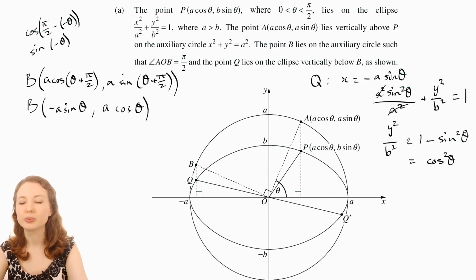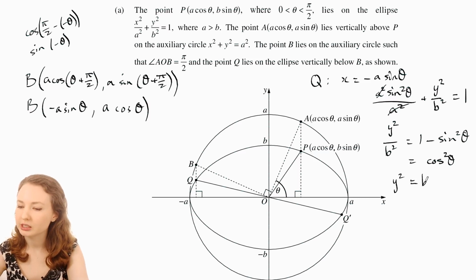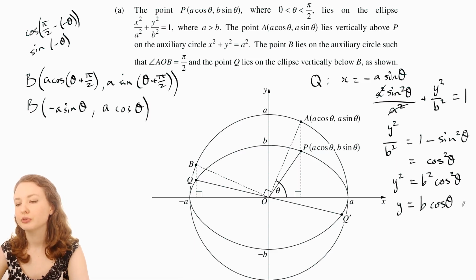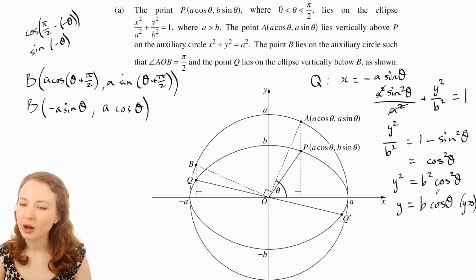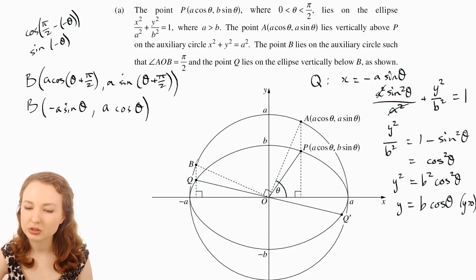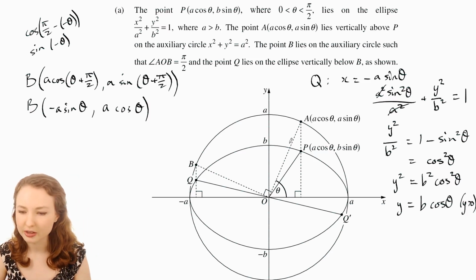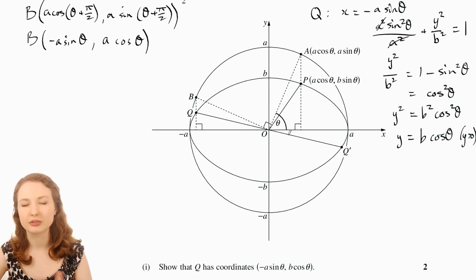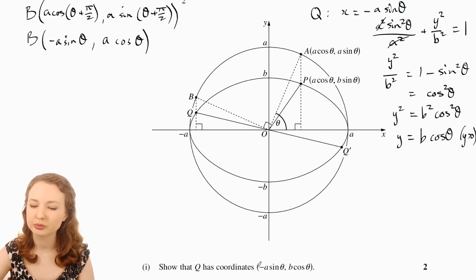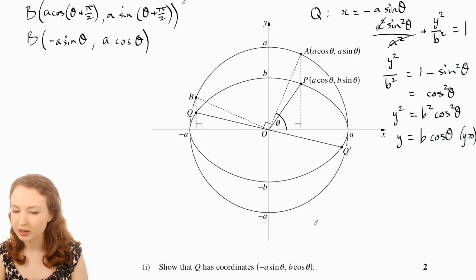And then we can shift over the B squared. So y squared is B squared cos squared theta, and so y is the square root of that, which is B cos theta. If y is greater than 0, it would be negative B cos theta if y is negative. But we can see that Q is meant to be just directly below B, so the positive solution rather than the negative solution, that would be right down there. Okay, so then you could just have a conclusion line saying therefore Q is that. So that's part 1 done.